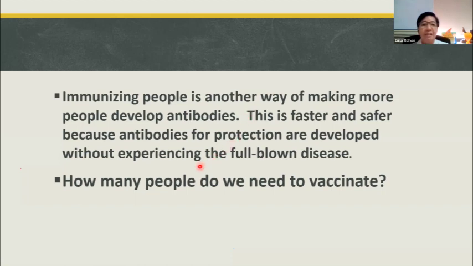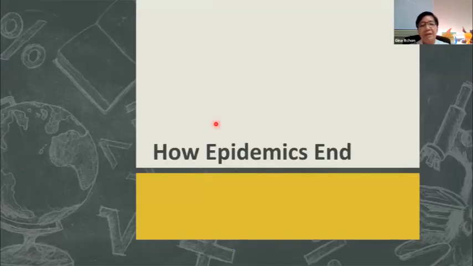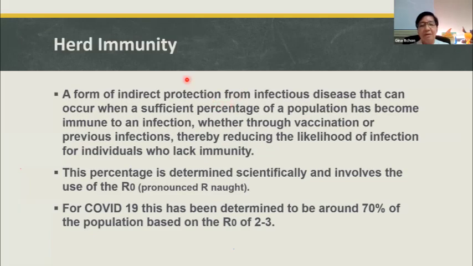How many people do we need to vaccinate? So that's, again, a question. If we vaccinate, how many people do we need to vaccinate? And that's where, once we start talking of herd immunity, that's actually a sign that the end of the pandemic or the epidemic is near. So herd immunity, or community immunity, no, is a form of indirect protection from infectious disease that can occur when a sufficient percentage of a population has become immune to an infection, whether through vaccination or previous infections, thereby reducing the likelihood of infection for individuals who lack immunity.